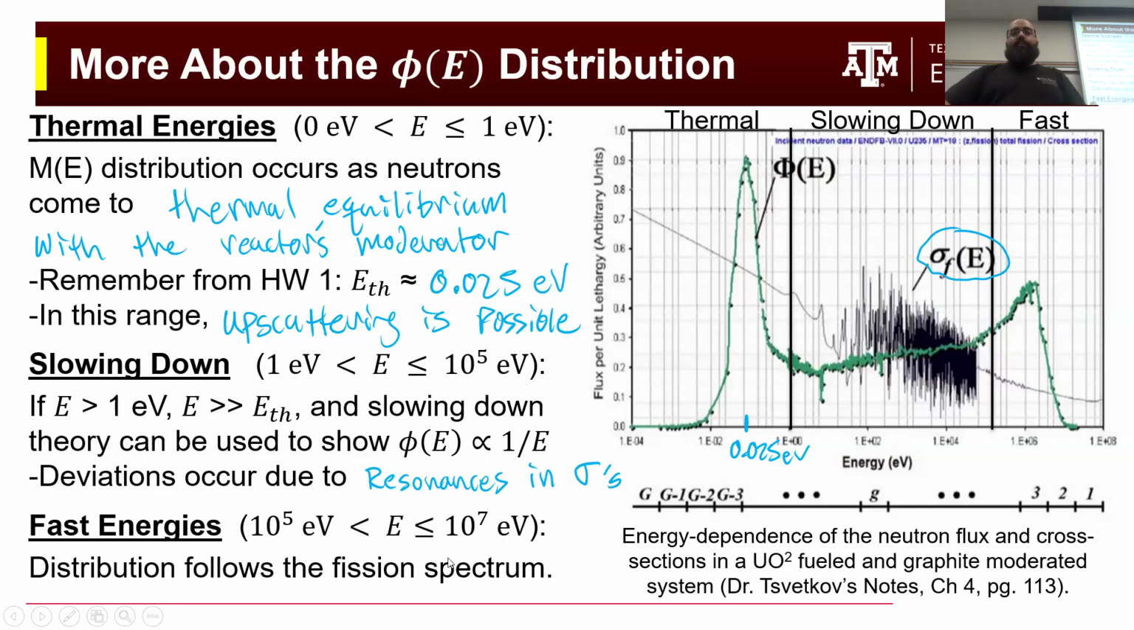And then yeah, and fast energies. Oh yeah, and this is also just showing possible ranges of where we might consider to say this is my thermal range, my intermediate range, and my fast range. So yeah, it's kind of arbitrary how you set those ranges, but this is just how I'm defining them here, and also how they're defined on this picture.